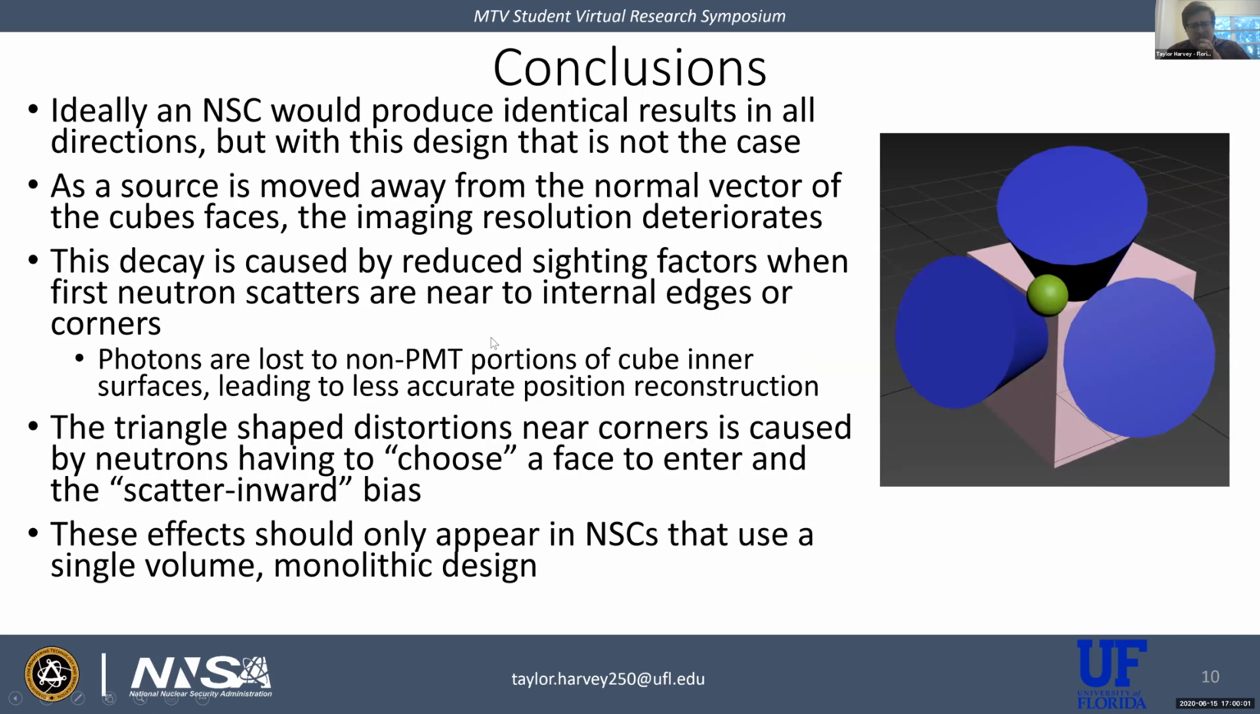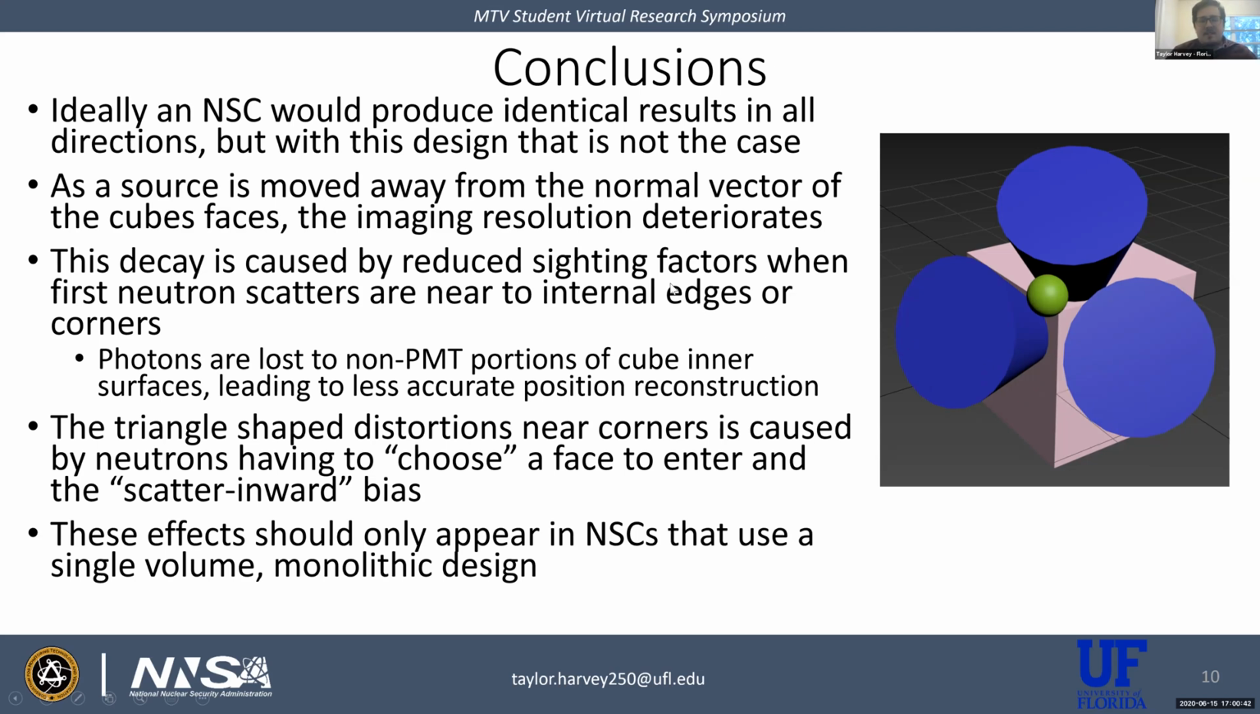So a few things as to why I think this is. Ideally, if you were to move a source around a detector, a neutron scatter camera, or move the scatter camera around itself, as would probably be the case in reality, you would want the image to be identical in all frames of reference. And it seems, at least with this design, that's not the case. As the source moves away from the normal vector coming from each of the faces of this cube, the imaging resolution tends to deteriorate. As far as I can tell, the best resolution you can get is when it is normal to one of those faces.